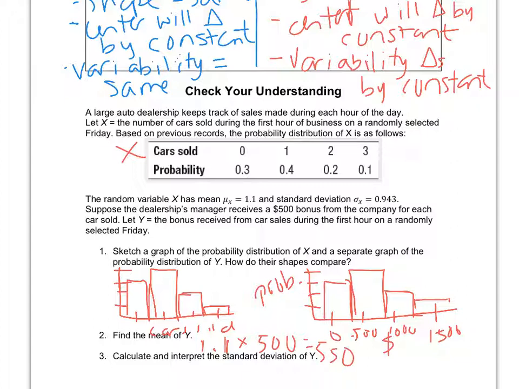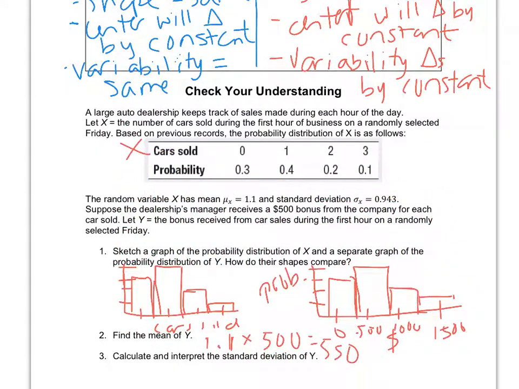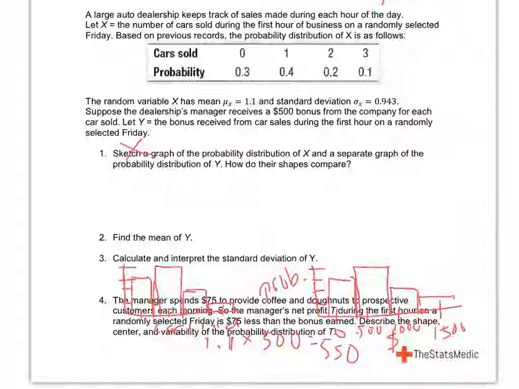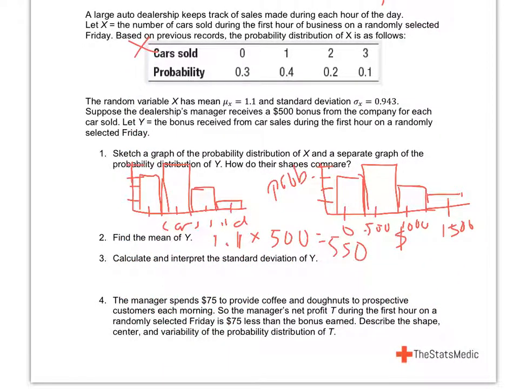And then it asks us to calculate and interpret the standard deviation of Y. Well, since in this case we were multiplying by a constant here, that's going to affect my standard deviation. So I'll go ahead and multiply the standard deviation, which is given to us up here, the 0.943. Multiply that by the 1.1.